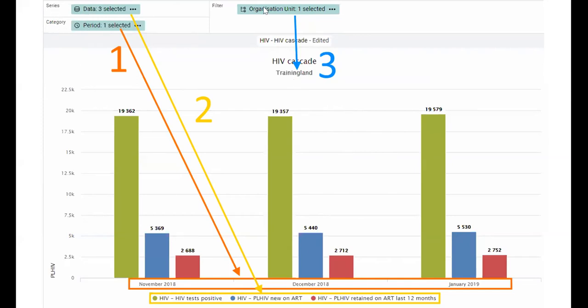So now here, as you can see, the organization unit has been defined in the filter as training land, right? Because it has been decided that training land is going to be the highest point at which we filter, the data that you see in this visualization is going to represent the entire training land. So in case we filter the visualization for a given region, say Animal region, the data that you are going to see here is only going to be representing the Animal region. Okay, is that clear? Any questions up to this point about series, categories, and filter?